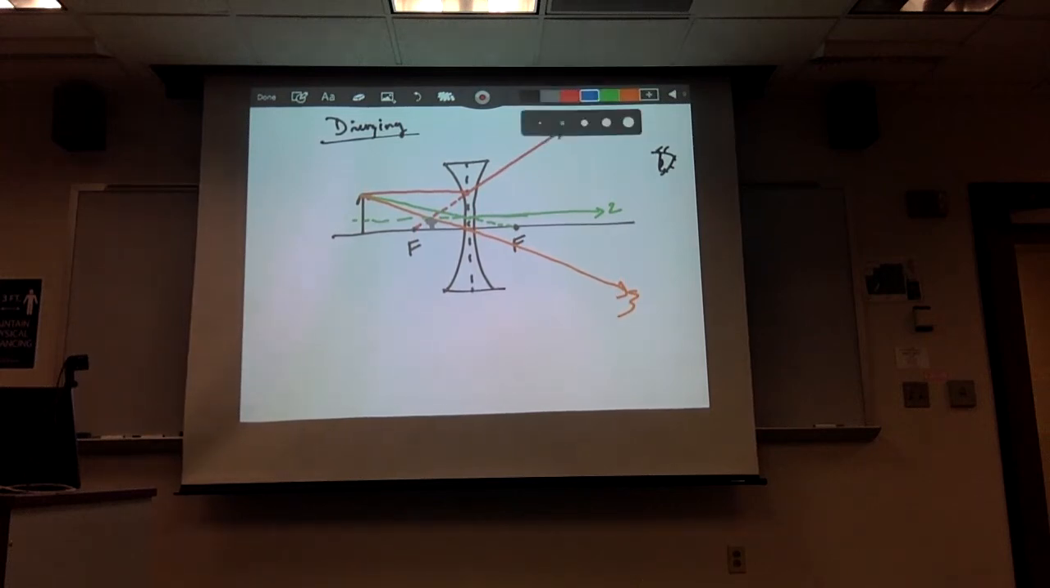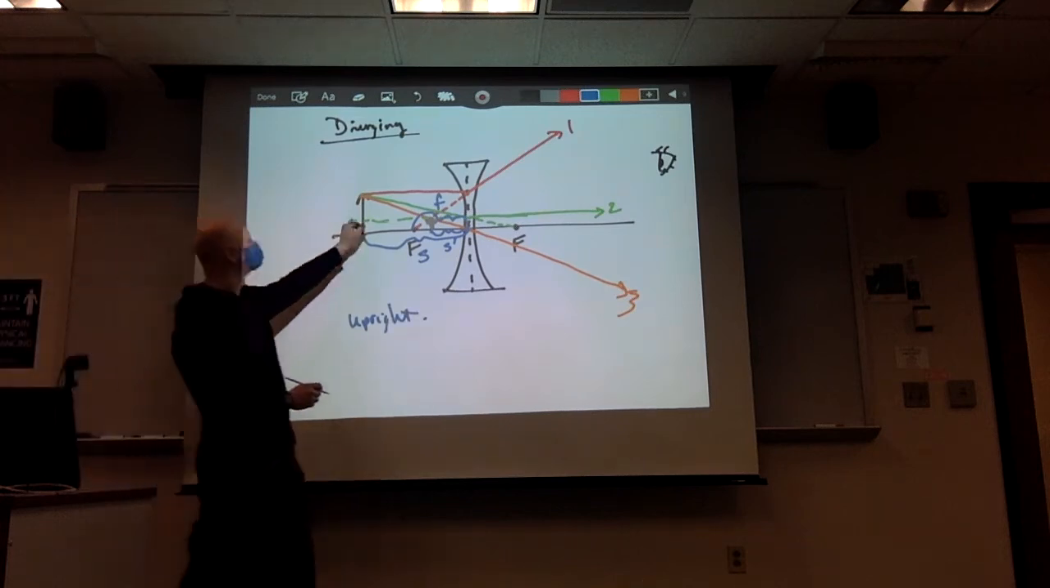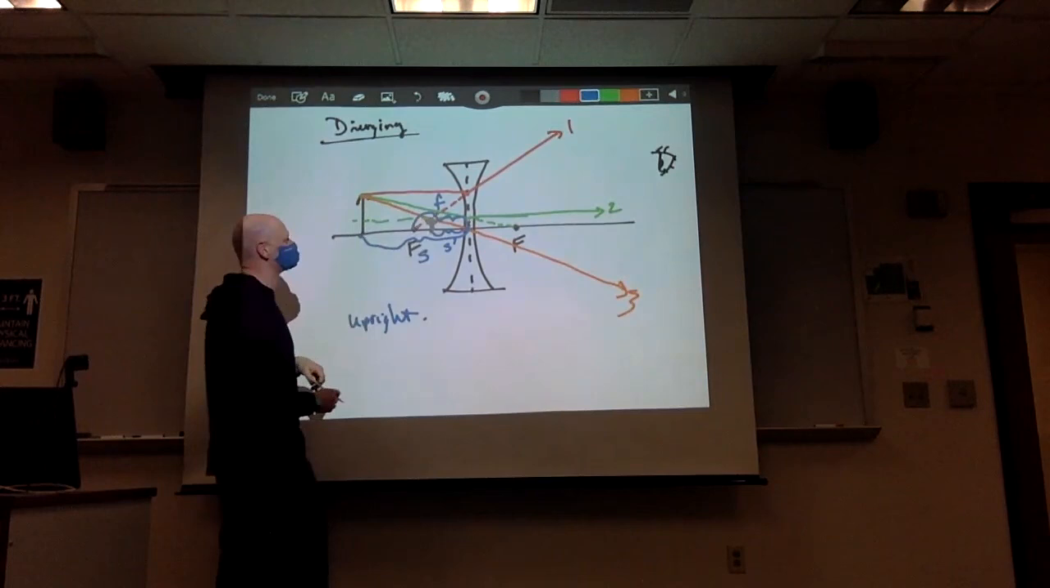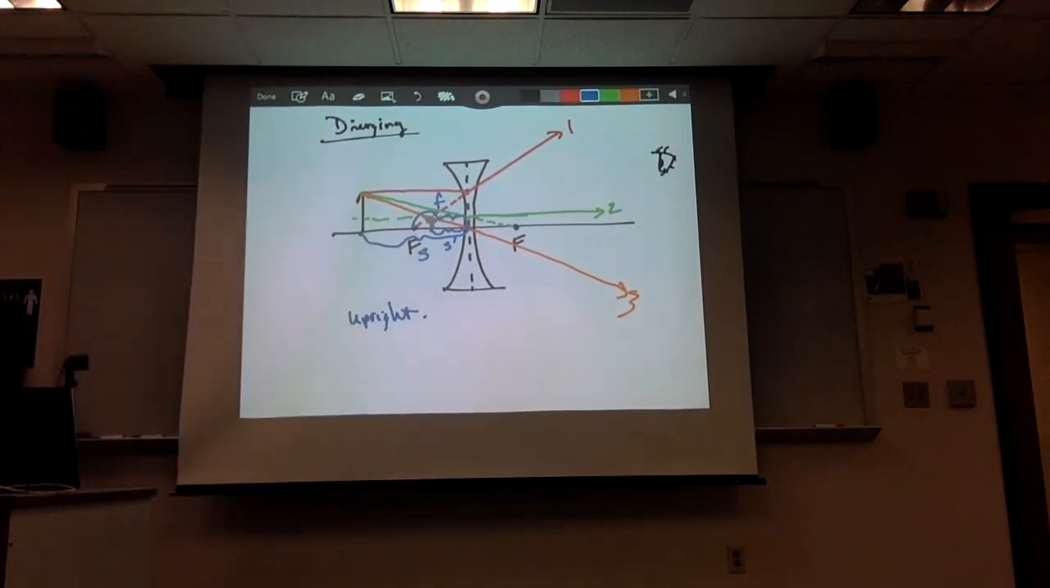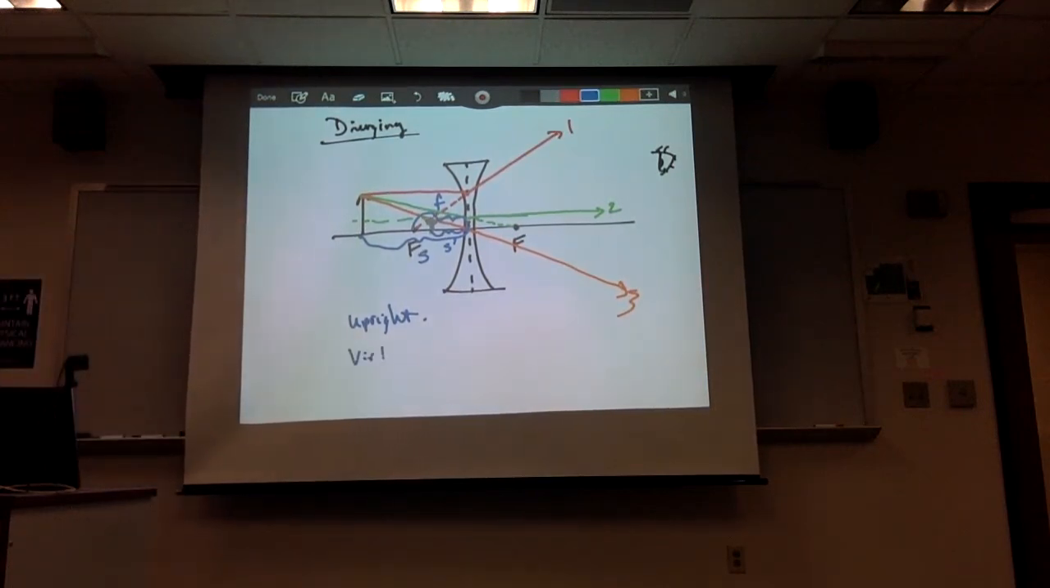So just for notation purposes, again, this distance here is our object distance. This distance here from the center of the lens is my image distance. And this distance here to here is my focal length. So let's talk about this image. This image is upright. And it's upright because, again, the magnification is positive because it's in the same orientation as the original object itself. And this would be a virtual image.